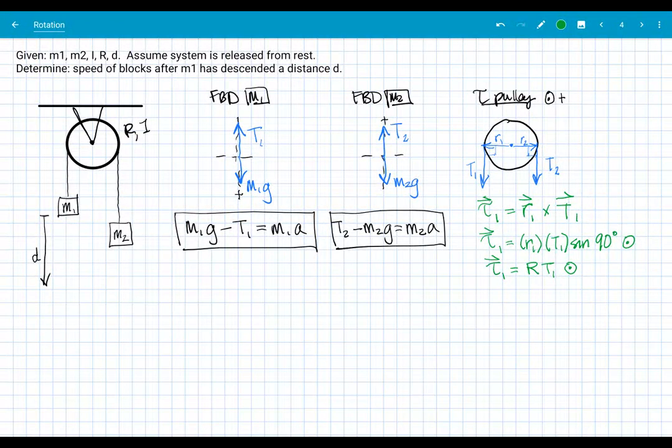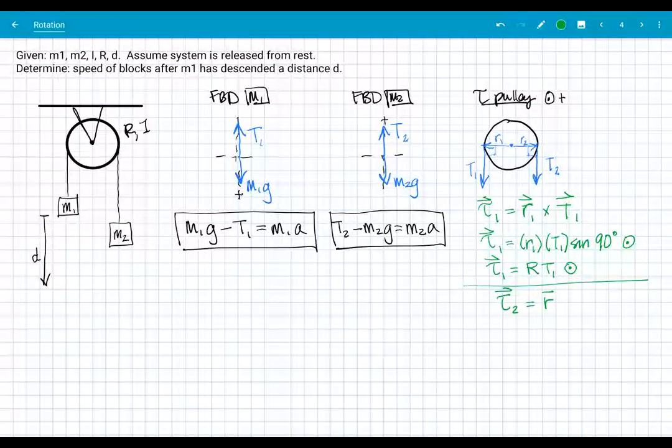Now let's figure out torque 2. That's going to be the vector product of R2 crossed into T2. I just really don't want you to forget that what you're doing is a vector operation here.